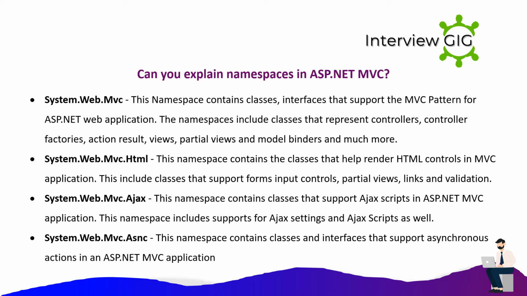System.Web.Mvc.Html: this namespace contains the classes that help render HTML controls in an MVC application. This includes classes that support form input controls, partial views, links and validation. System.Web.Mvc.Ajax: this namespace contains classes that support Ajax scripts in an ASP.NET MVC application. This namespace includes support for Ajax settings and Ajax scripts as well.